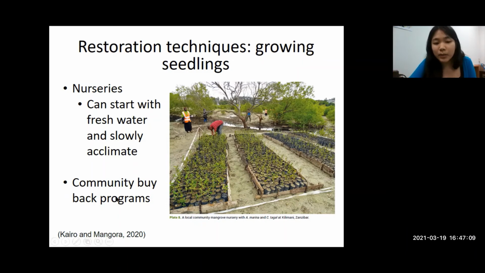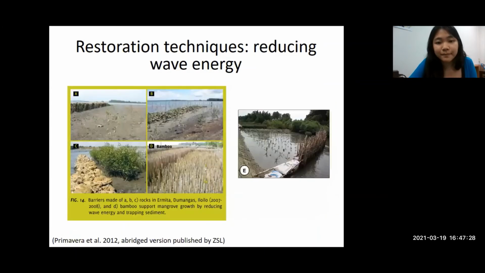Other ideas that people have used include community buyback programs. So it's kind of like an adopt-a-mangrove program. People grow the seedlings on their property and then bring them back for planting day. So that's another way to also incorporate outreach and public participation, if interested.